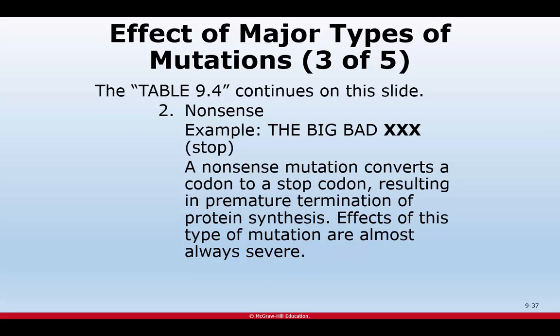The third type is a nonsense mutation: the big bad XXX stop. It converts a codon to a stop codon. So we've not completed making our protein, and usually this is going to be a severe mutation.